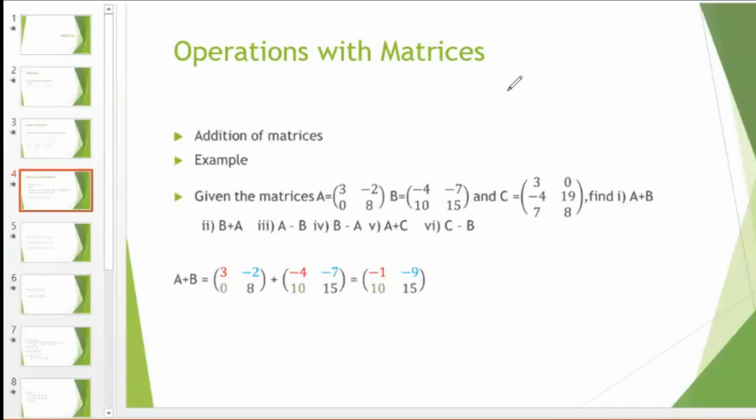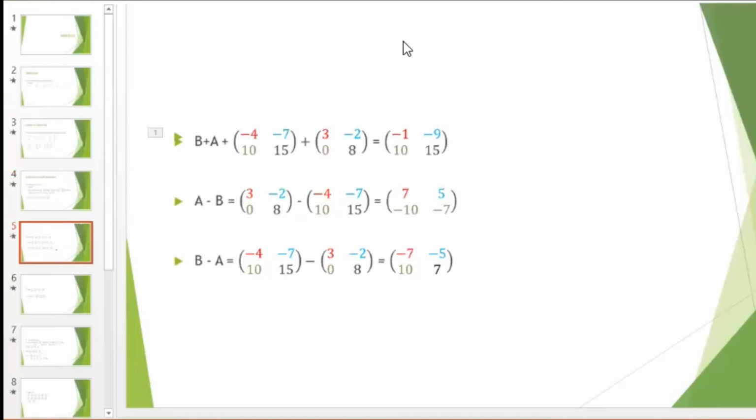Good. So that was A plus B. But look at these examples here. You have B plus A, you have A minus B, you have B minus A. What do you notice about A plus B and B plus A? Is the same answer at the end? We get back the same answer, which means that in terms of addition, addition for matrices is commutative. Please make that note. Addition for matrices is commutative.